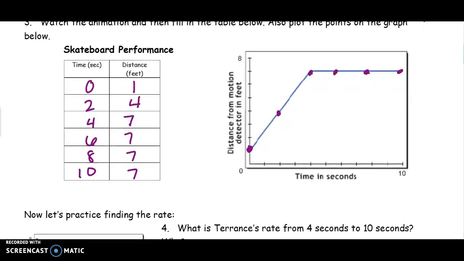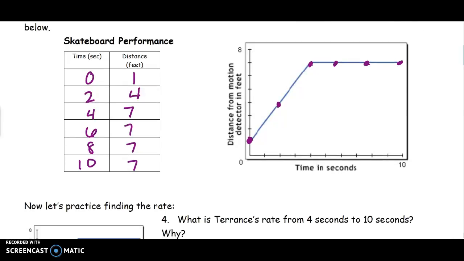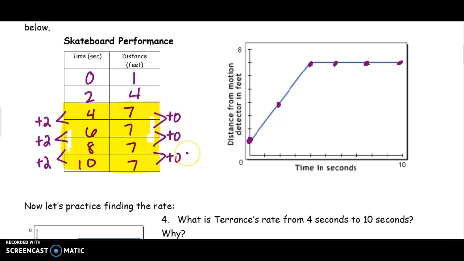What we're going to do is find the rate of change from 4 seconds to 10 seconds. How fast was Terrence actually moving during that time? To find the rate, we do these things called jumps, from one entry to the next. How do you get from 4 to 6? We would add 2. How do you get from 6 to 8? Add 2. 8 to 10? Add 2. Over here, from 7 to 7, you would add 0, add 0, add 0.